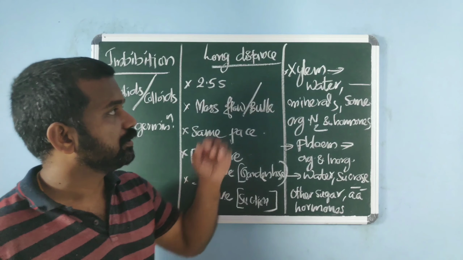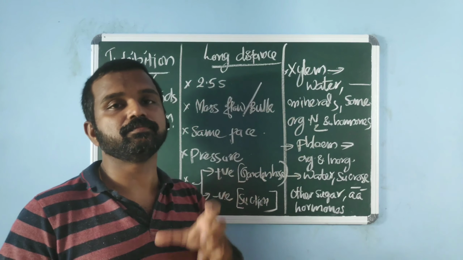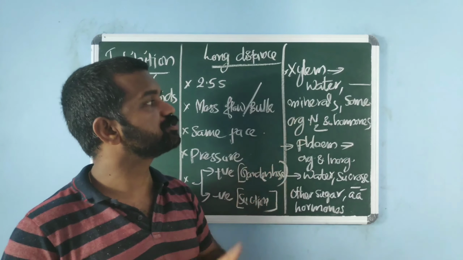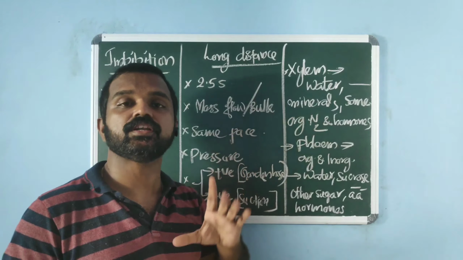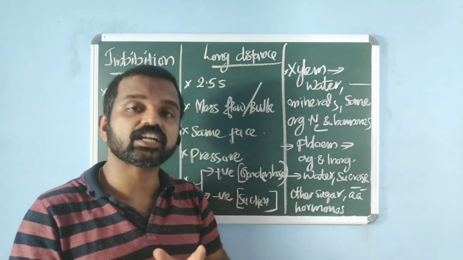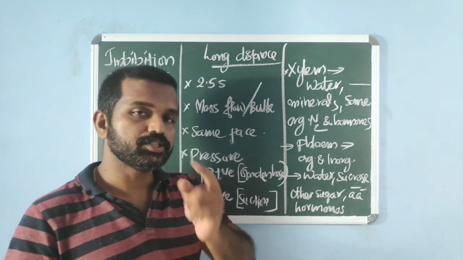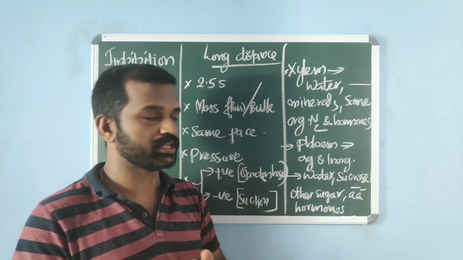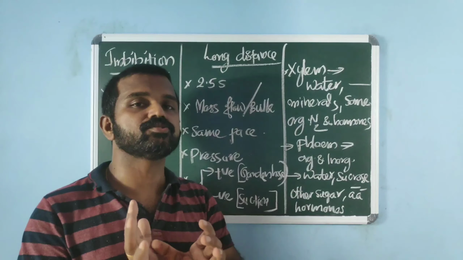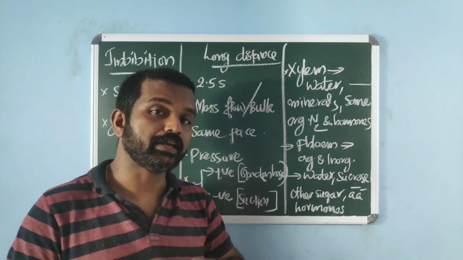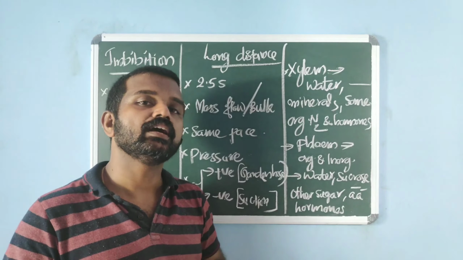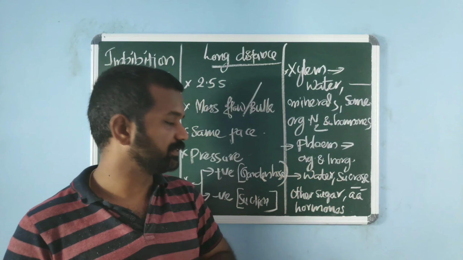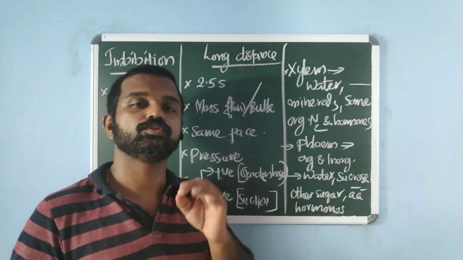Then, xylem and phloem. Xylem conducts mainly water and minerals, then some organic nitrogen and hormones. These are transported through xylem. Similarly, phloem sap. In phloem, both organic and inorganic solutes are there. Phloem sap mainly consists of water and sucrose. Along with this, other sugars, amino acids, and hormones are also there.